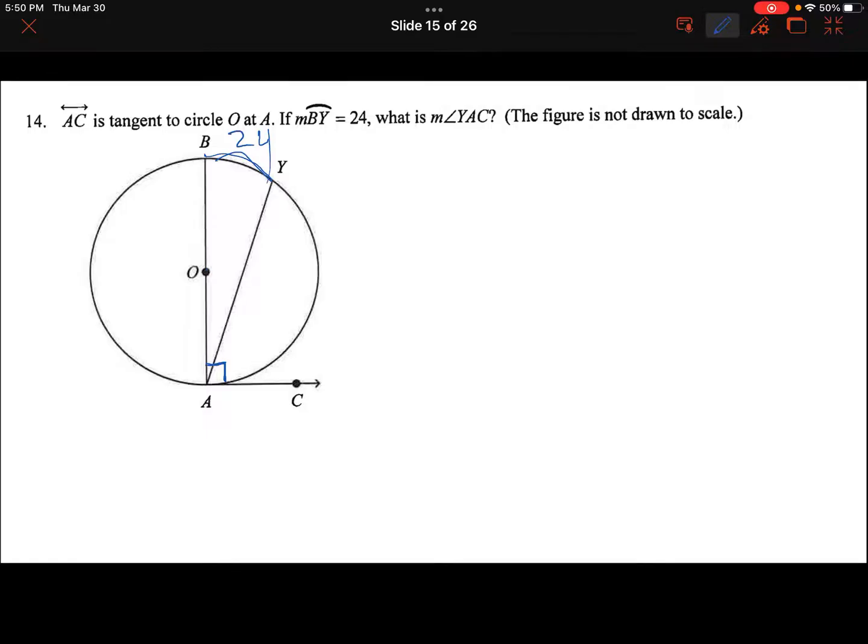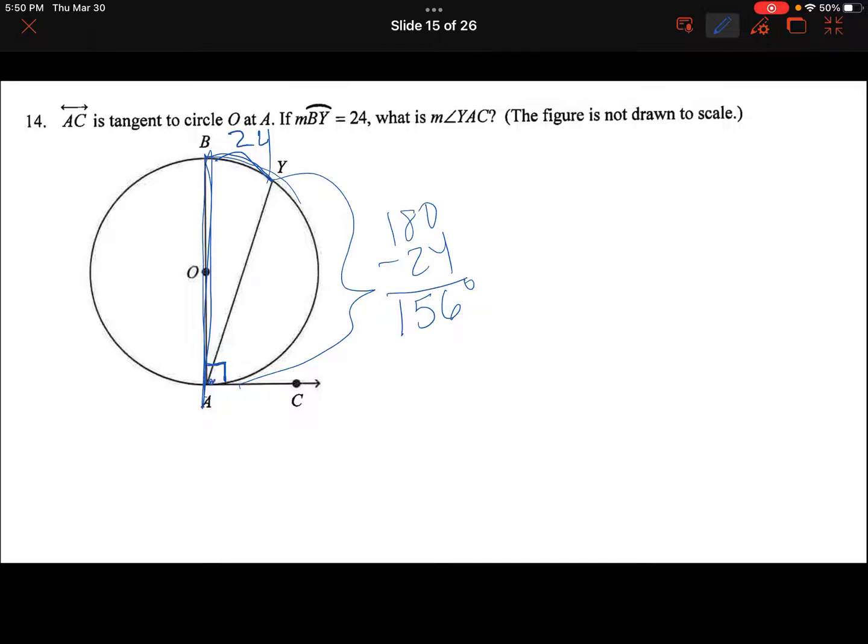Since this is circle O, that means that this is a diameter. It's half of the circle. So if BYA is 180 degrees, then arc YA is going to be 180 minus the 24. 180 minus 20 would give us 160. Minus 4 more would give us 156. So it's a 156 degree arc.